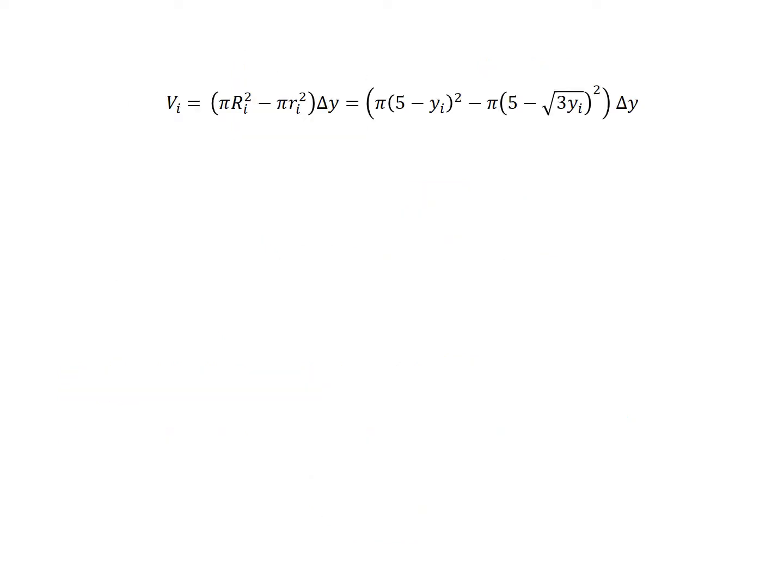Now, my volume for this ith washer is going to be pi capital R sub i squared minus pi little r sub i squared change in y. But now I have all this in terms of y sub i. So this is my ith washer volume. And if I add a bunch of these up, I'll get an approximation to the volume of the actual solid. And for us, n is 11.